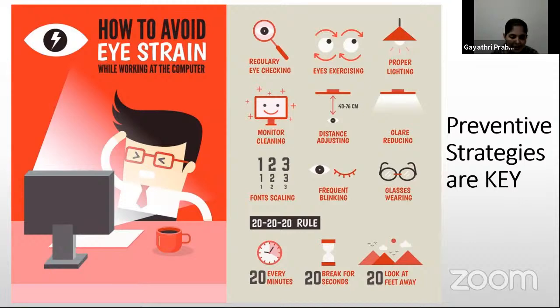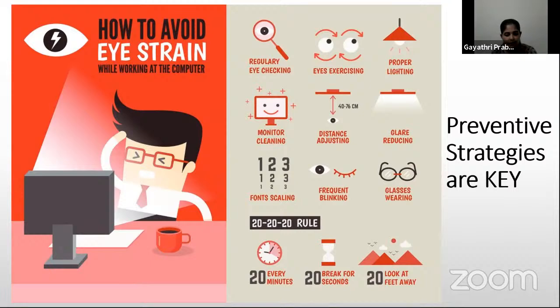Maintain a good viewing distance. Don't get the mobiles close to your eyes. Maintain that 30-40 centimeters of distance. Reduce glare for whatever reason it is occurring. Use a good font size with which you can comfortably view. Blink frequently. Educate the patient to blink frequently. Wear your glasses when you're using any kind of screens.